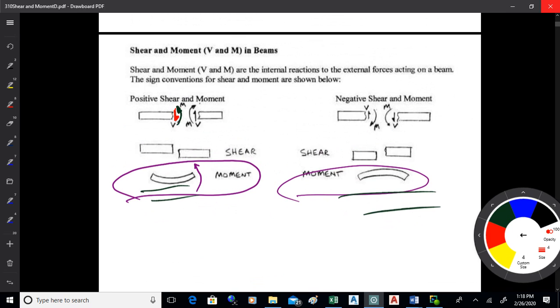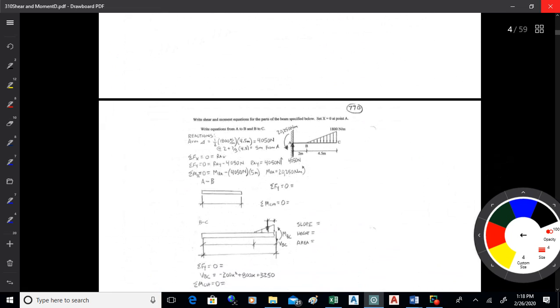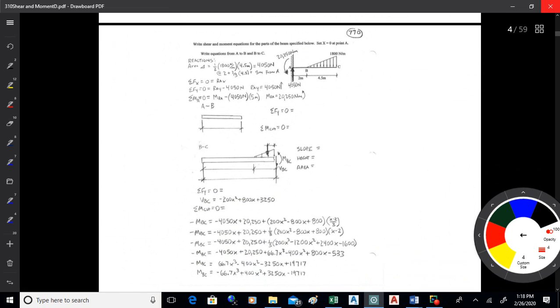So what we're going to do is run statics equations and solve for those internal forces and the internal moment. That's what we're going to do. All right, so let's go ahead to page 770.